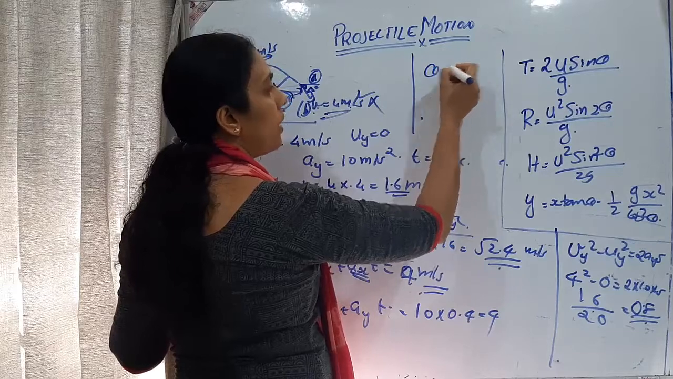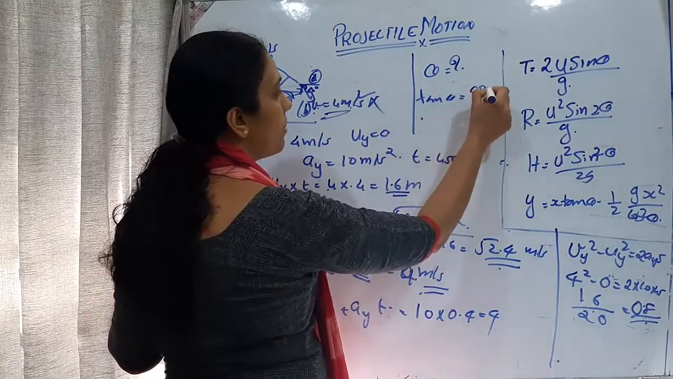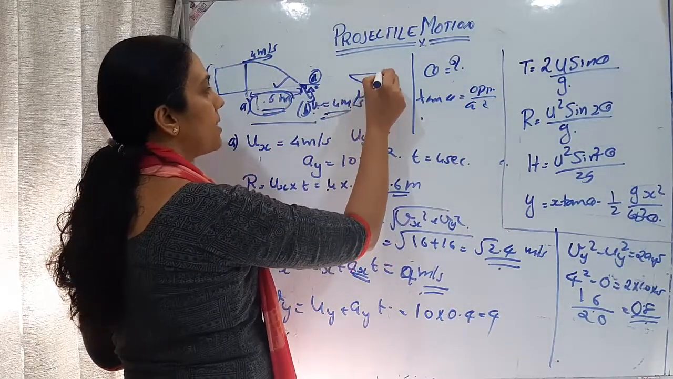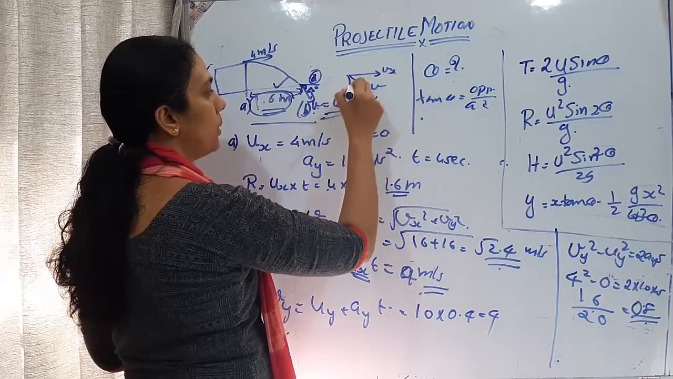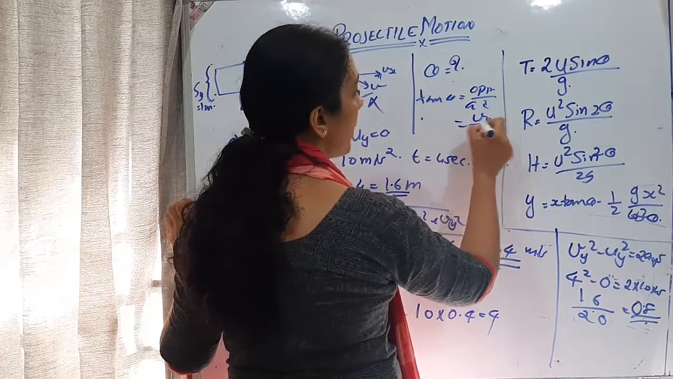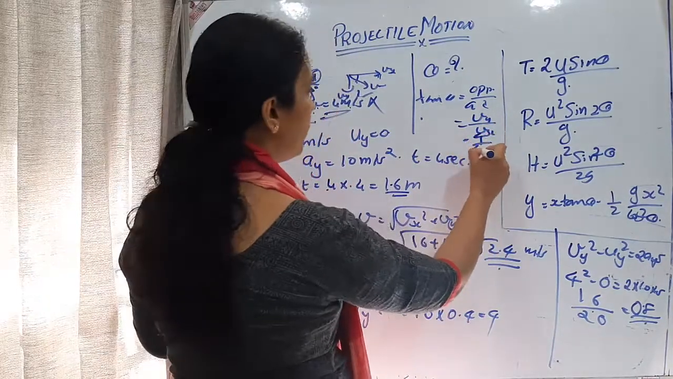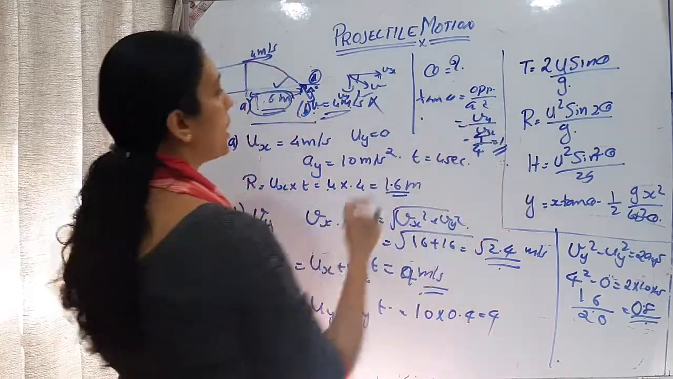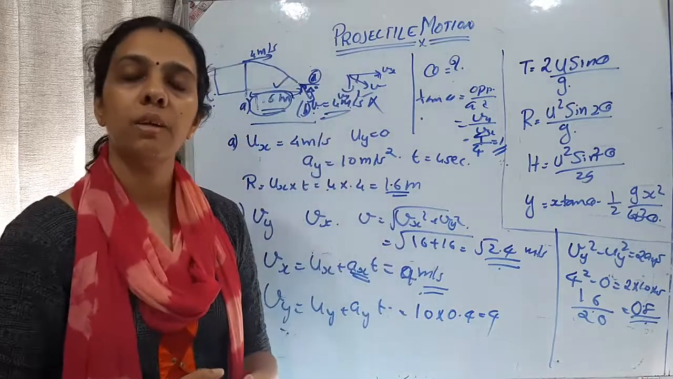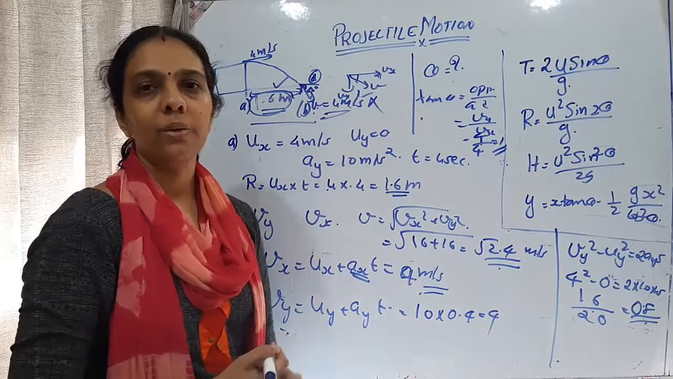Theta, how can we find out? We know that tan theta equals opposite side divided by adjacent side, right? So when we are considering V acting in this direction, this is Vx and this is Vy. So what is the opposite side? Opposite side is Vy by Vx. What is Vy here? Vy is 4 and Vx we got as 4. So tan theta equals 1. If tan theta equals 1, we can say that theta will be equal to 45 degree. So that also is wrong. Okay, clear children?